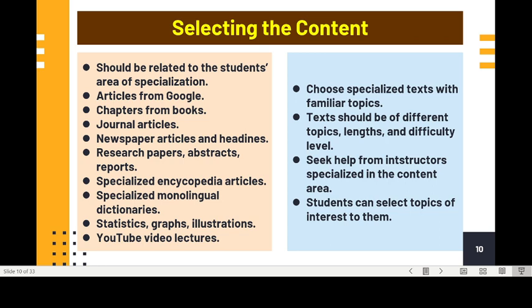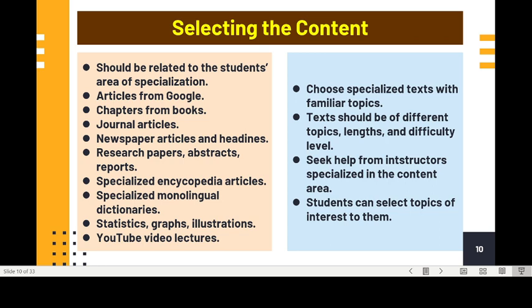Since the purpose here is to teach the students English, to develop the students' English language skills, their vocabulary, their grammar, we should not use difficult topics. We should not use unfamiliar specialized topics. We should use familiar topics.